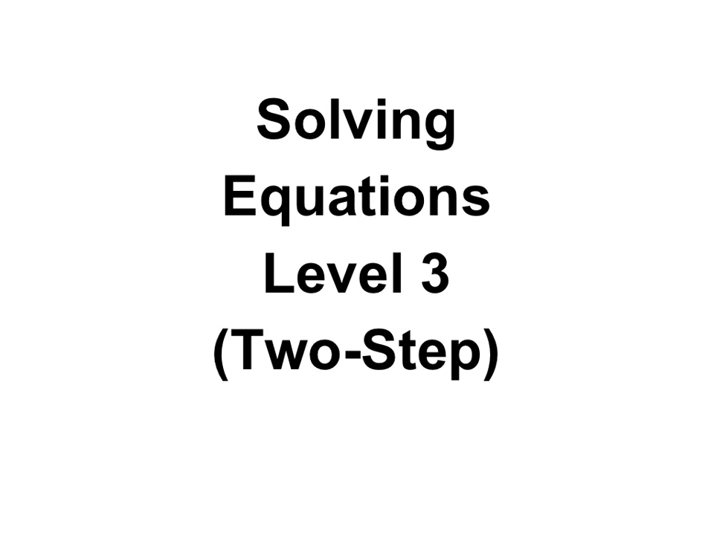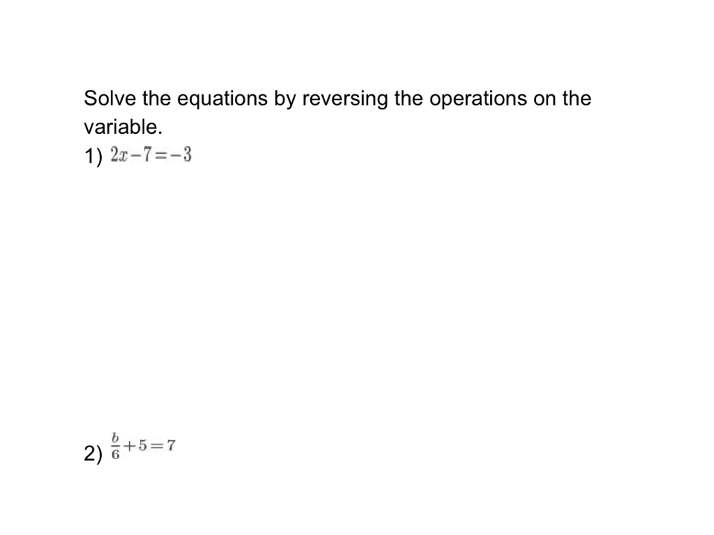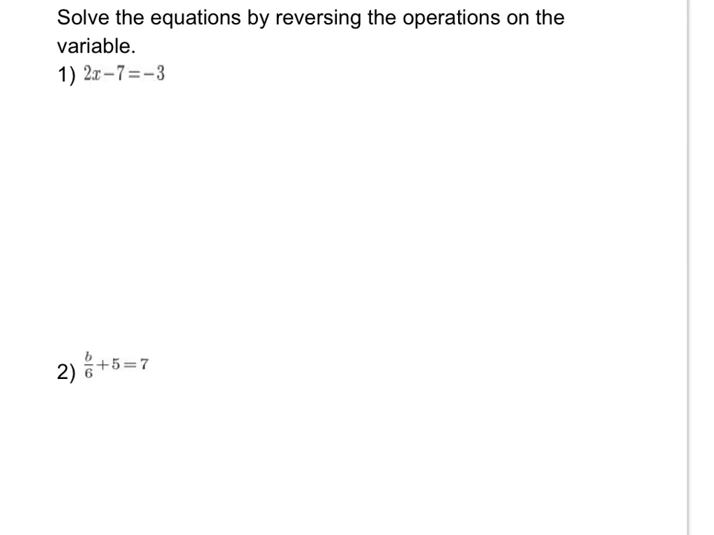Okay, two-step equations. Solve the equations by reversing the operations on the variable. So you want to find the value of x which makes these equations work. This first one, 2x minus 7 equals minus 3. So 2 times x minus 7 equals minus 3.